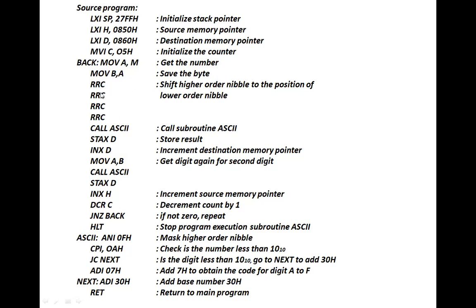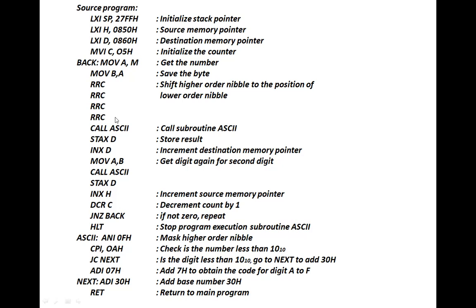And we execute this process 4 times so that the higher order nibble, you know, a nibble is 4 digits. So if an 8-digit number is there, we have two nibbles in that. One is called the higher order nibble and another is called the lower order nibble. And by executing the RRC instruction, we are able to convert the lower order nibble to the higher order nibble, and the higher order nibble will become the lower order nibble.